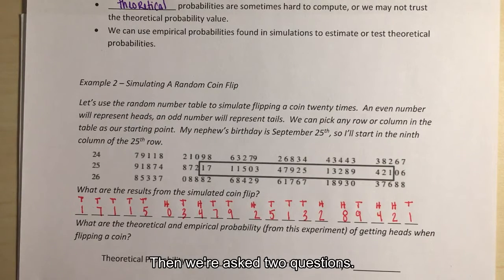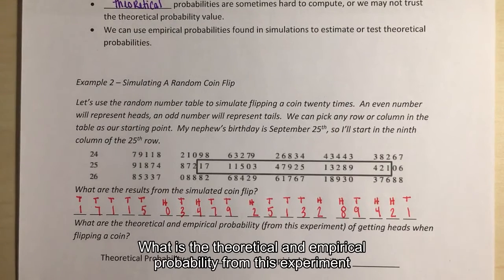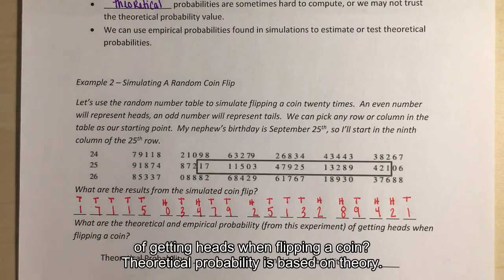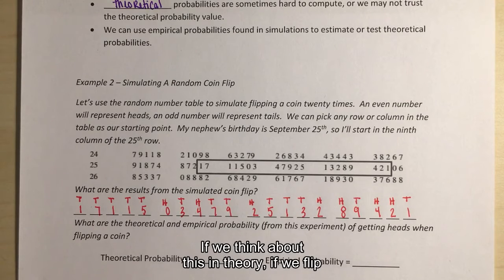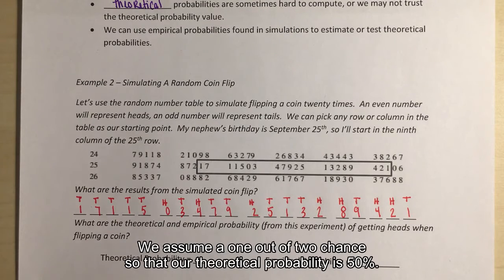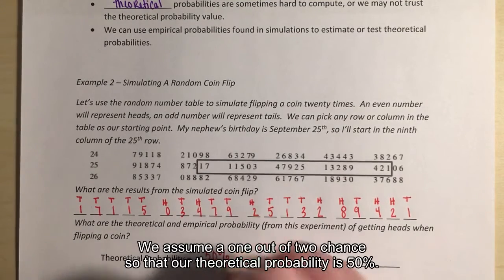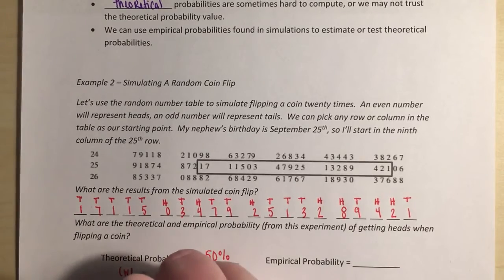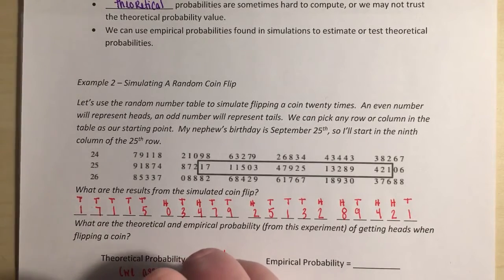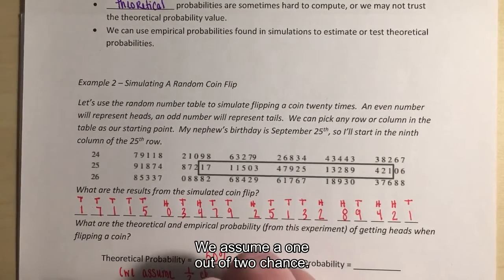Then we're asked two questions. What is the theoretical and empirical probability from this experiment of getting heads when flipping a coin? Theoretical probability is based on theory. In theory, if we flip a coin, we should have a 1 out of 2 chance of flipping heads. So we assume a 1 out of 2 chance, so that our theoretical probability is 50%.